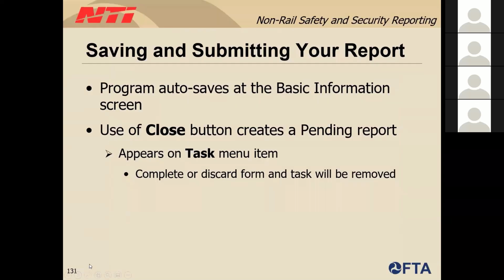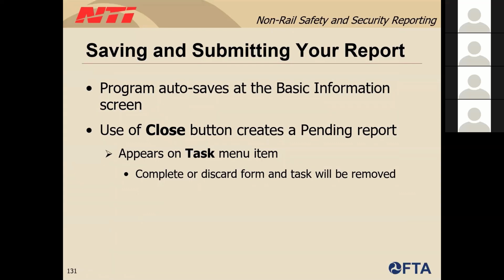We'll review saving, submitting, and editing forms. At any point from the basic information screen on, the system automatically saves your report. So if you close the report without saving or submitting, from this point on, these auto-saved reports become pending reports, which are stored as a task on the task menu option. When you are ready to complete the report, click on the task menu option and you will see a listing of each task. Major event report task will appear with SNS 40 in the title.